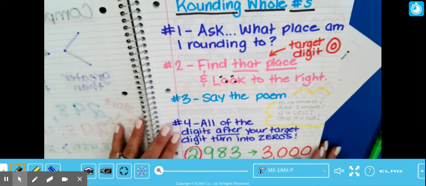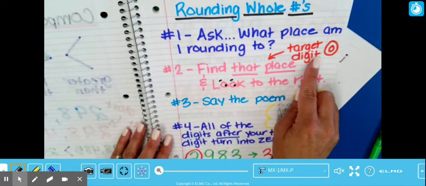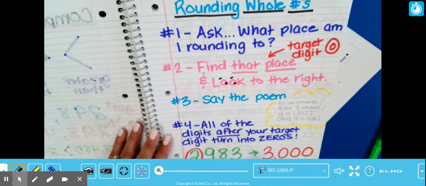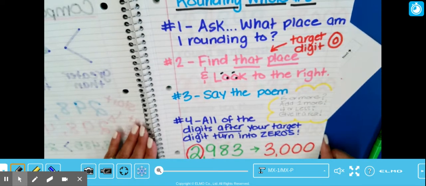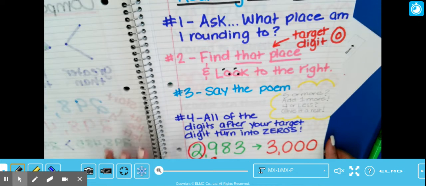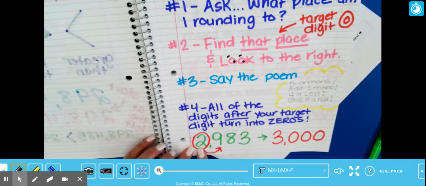And then yesterday, we talked about rounding whole numbers. We reminded ourselves that the first thing we need to do is ask, what place am I rounding to? You would find that place, which happens to be your target digit, and look to the right. Then you're going to say your poem, 5 or more, add 1 more, 4 or less, give it a rest. All of the digits after your target digit would then turn into 0. Okay, and we had an example here. You look to the right, it's a 9, so you add 1 more to the 2, making it 3,000.